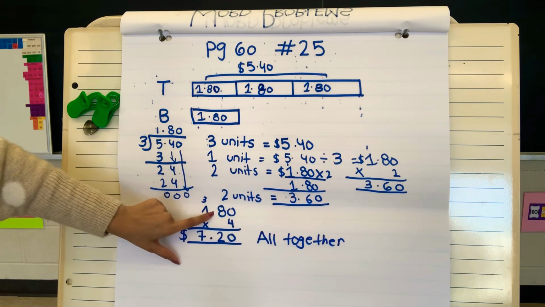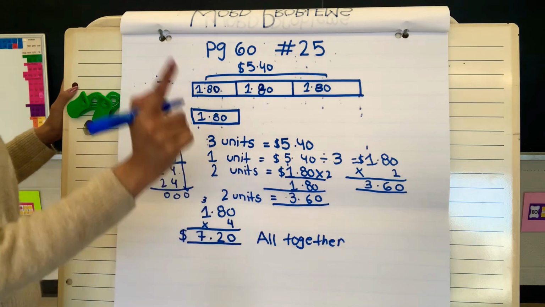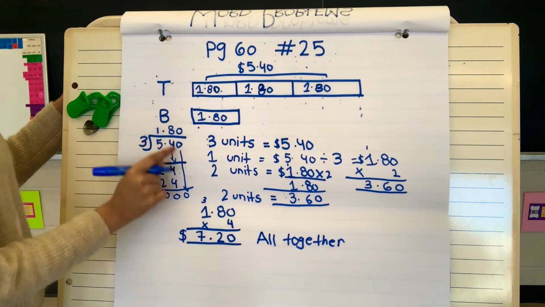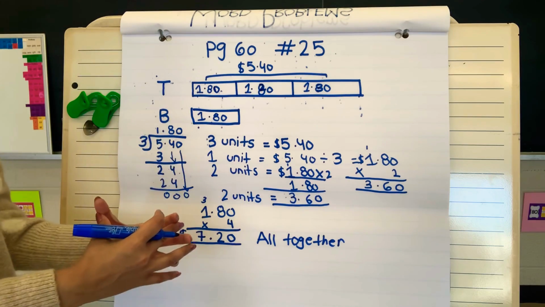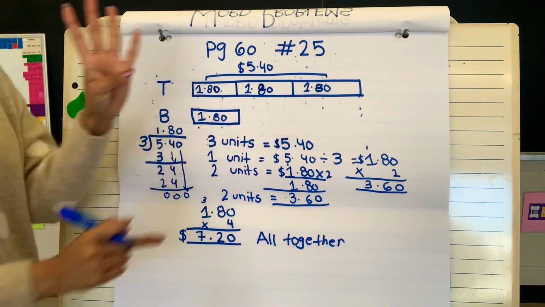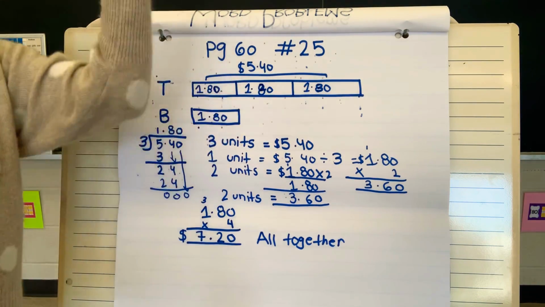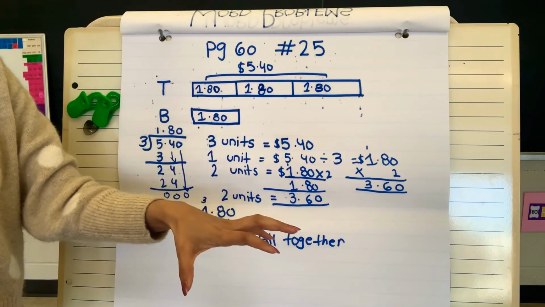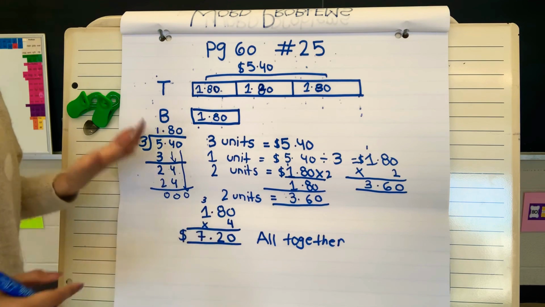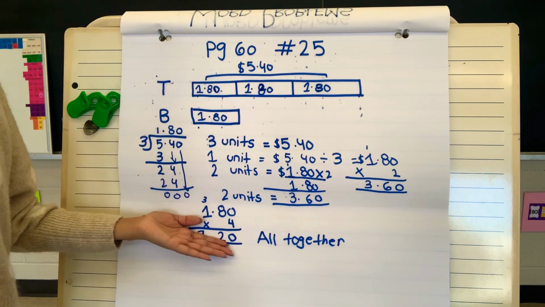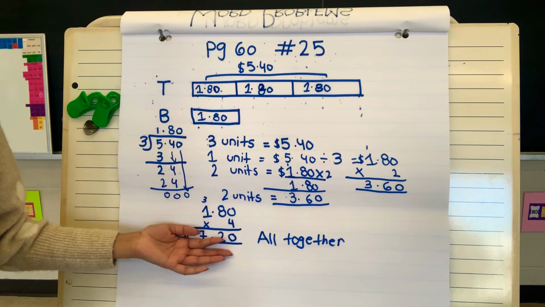So we could have done it this way. Because we found the value of 1 unit, which was $1.80, we could either add these numbers 4 times, or we can multiply 180 times 4, and it would tell us how much they have all together. Does that make sense?